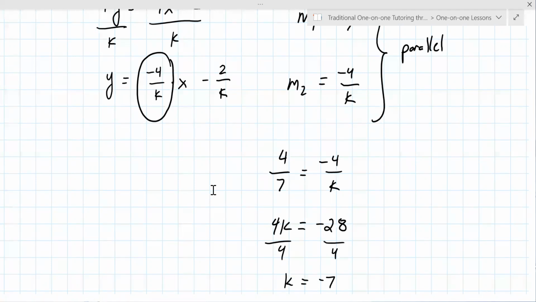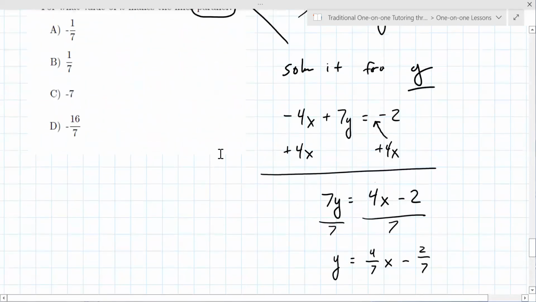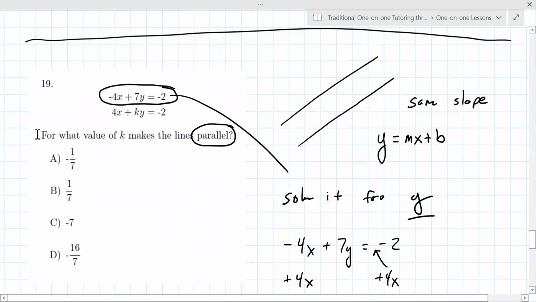So if we go back and summarize, what do you do to solve a problem like this? You have to know that the lines are parallel. Okay, that's really important here. If they're parallel, they have the same slope, which means you need the slope of one line, and then you have to find the slope of the other, and then you set them equal.